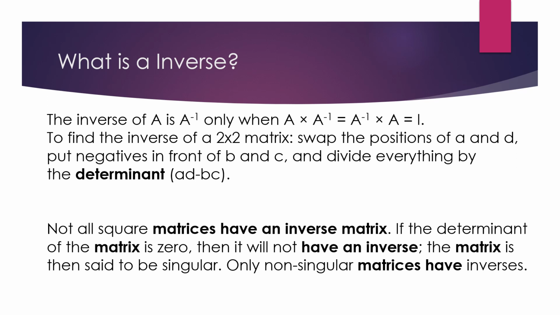In order to determine the inverse of a 2 by 2, we are going to take the elements A and D, so row 1 column 1 and row 2 column 2, and swap places. And then the other two elements, B and C, that's row 1 column 2 and row 2 column 1, we are going to change their signs. Then we will divide each of those elements by the determinant, which is AD minus BC.